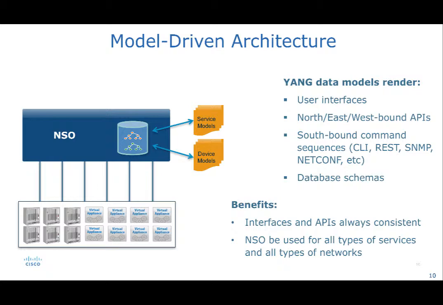Then you have the service models, which are typically used by a northbound user or system to input the parameters that make up the service. So this could be any kind of service, a layer 2 VPN, a layer 3 VPN, or a layer 4 through 7 application. The job of the service is then to map these service model parameters to device model parameters.